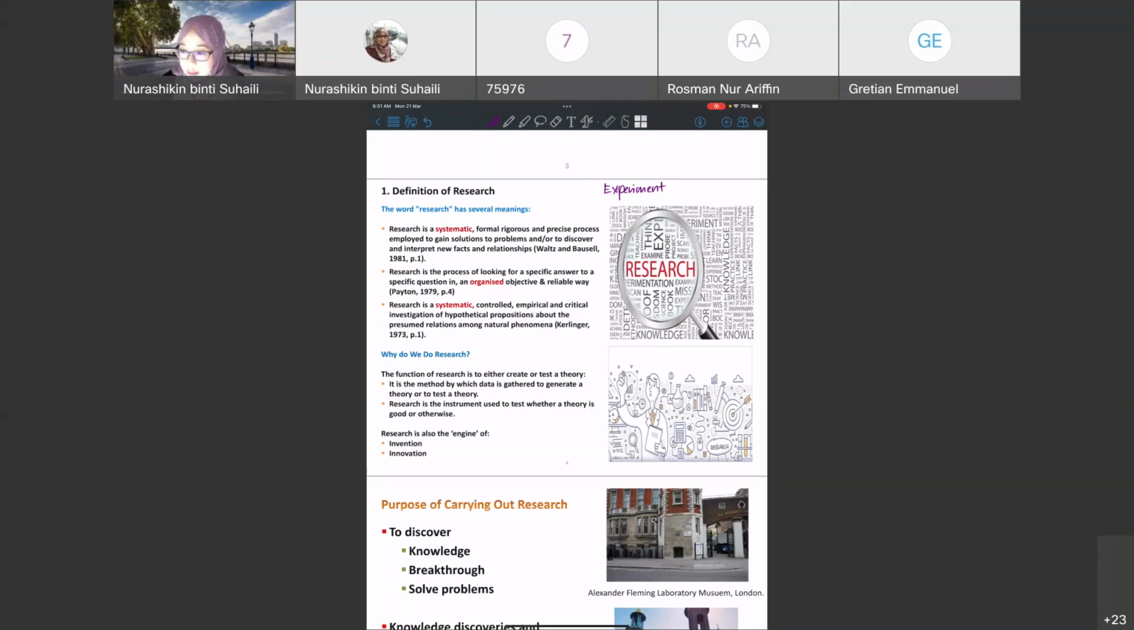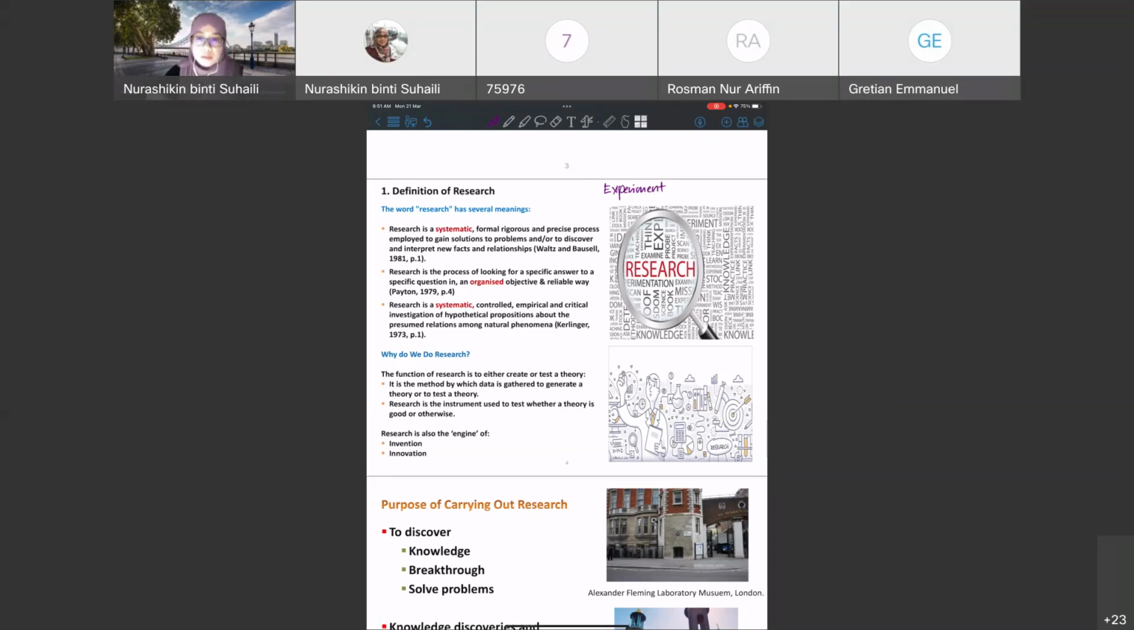Hello? Anybody home? Ada orang kat sini? Ke saya cakap seorang ni? There are 26 of you. Okay. What is experiment? How it differs from research? Oh, kalau you nak check pun boleh.